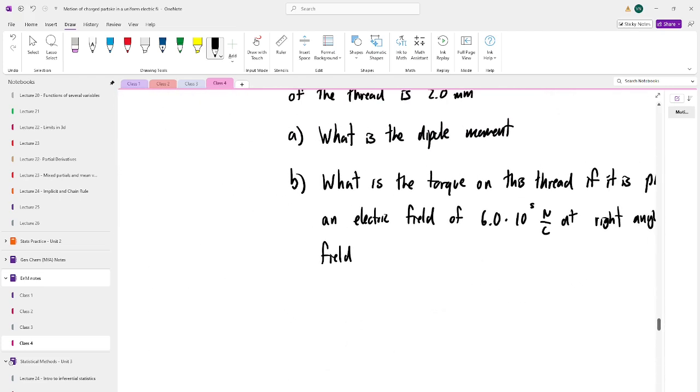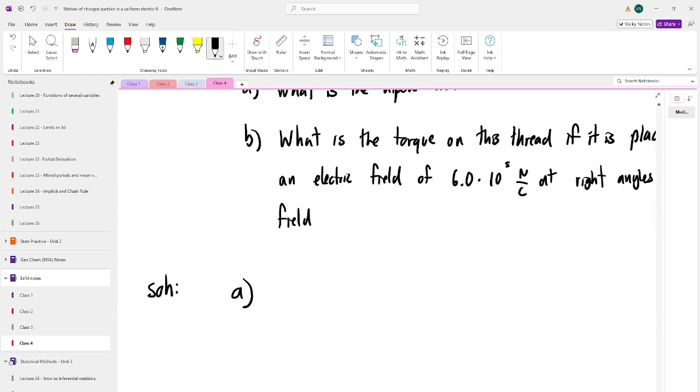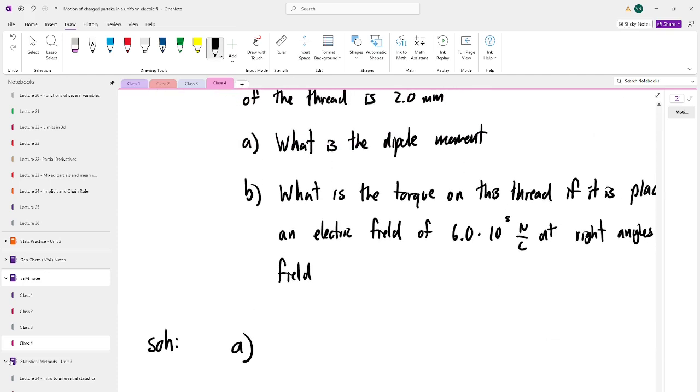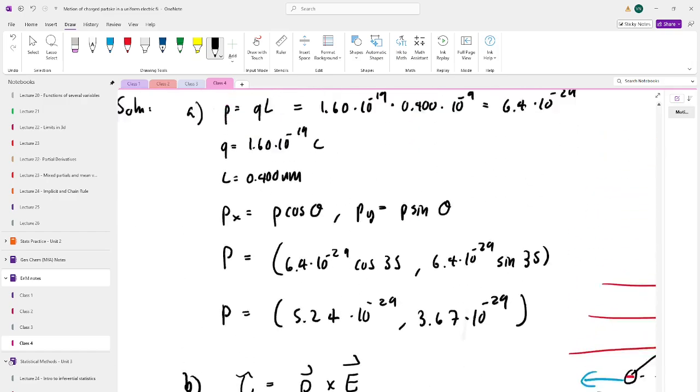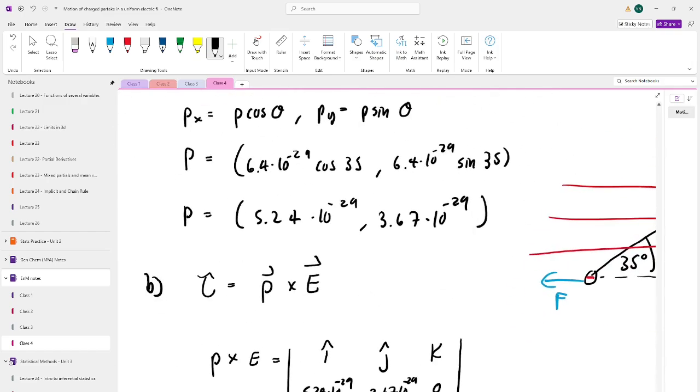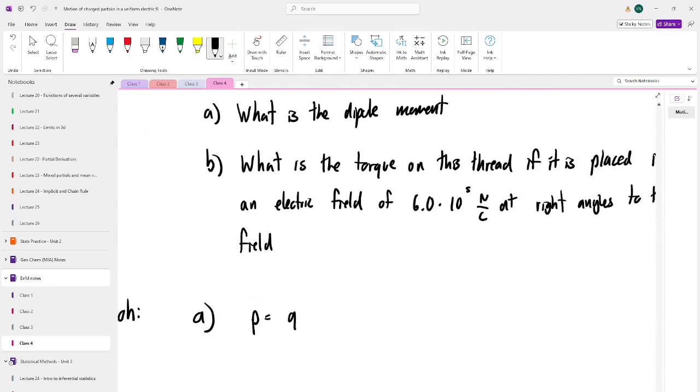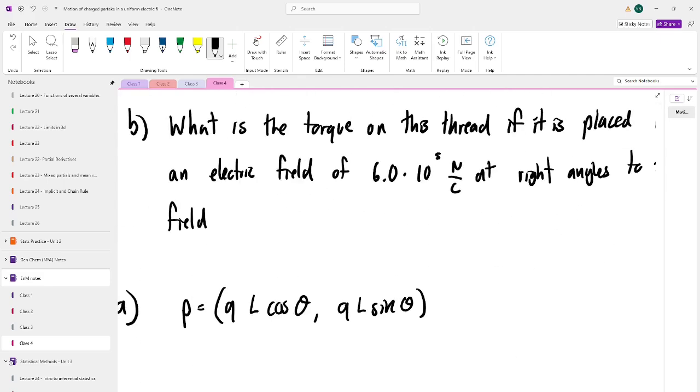So let's do A first. So A, what is the dipole moment? So we define the dipole moment again. It's equal to Q times L, right? We're just going to do exactly what we did above. I know this to be true. So I'll just compute QL for convenience.